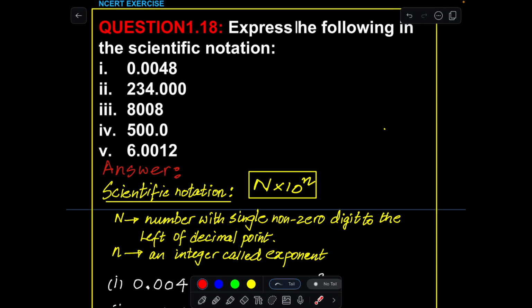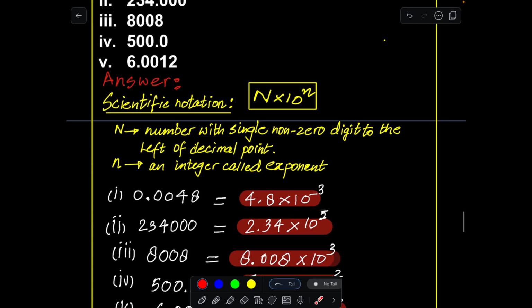Now the first one is 0.0048. Now we need to have a value less than 10 or greater than 1. So what we will do, we will shift this decimal to this place after 4. So we are shifting the decimal 3 places, 1, 2, 3, and that too to the right. When we are shifting the decimal to the right, we will put a negative power of 10. So it is minus 3. Why? Because we are shifting 3 places to the right side of the decimal. Okay, and the value will be 4.8. So this is the value 4.8 into 10 raised to the power minus 3.